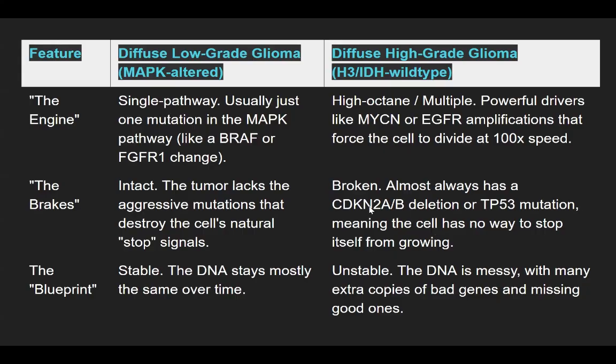So TP53 mutation, CDKN2AB deletion, these are present in this H3 IDH wild type, and hence they make the DNA very, very unstable. The DNA is messy, the cell is embryonic like, it keeps on dividing, and hence the tumor becomes high grade, grade 4, despite having some portion of it similar to MAPK altered.